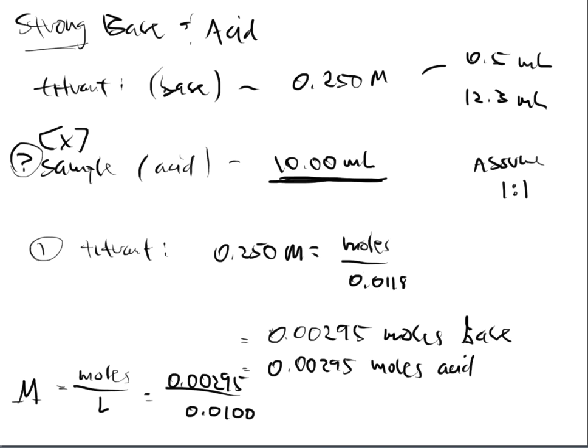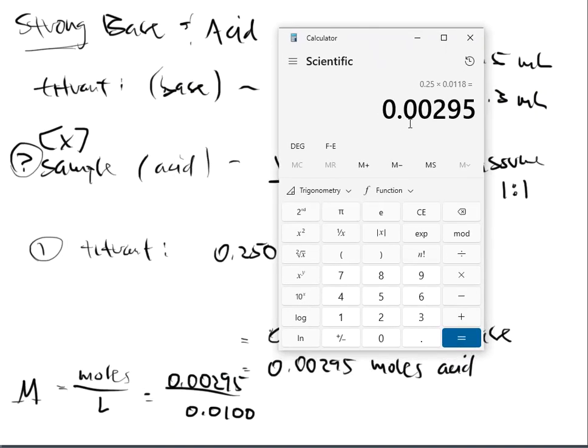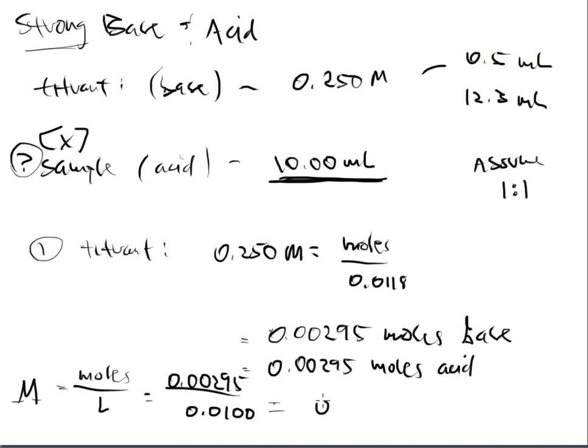So to calculate the concentration of the sample based on the titration values, I'm going to take 0.00295 and divide it by 0.0100. I'll hit enter, and the answer for this problem is 0.295. 0.295 molarity for the concentration of the acid. All right, so that is a typical run-of-the-mill titration problem.